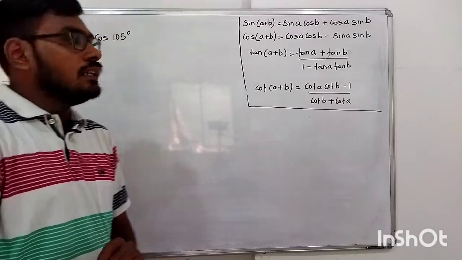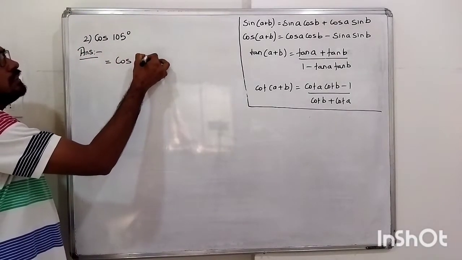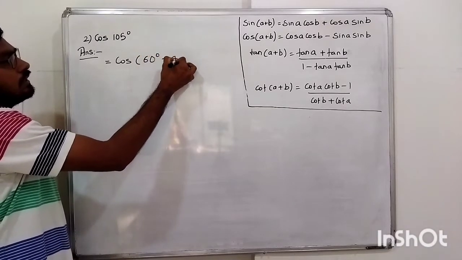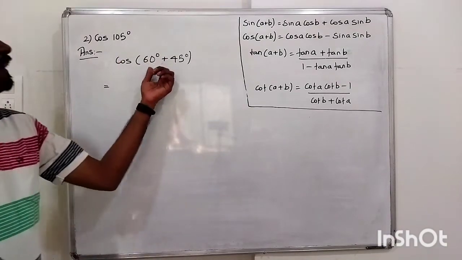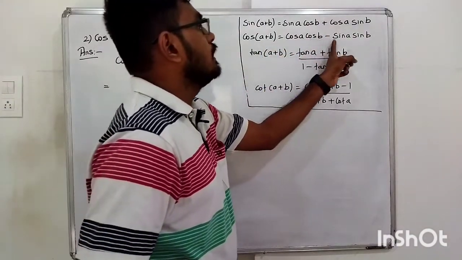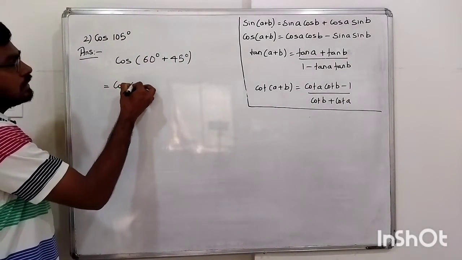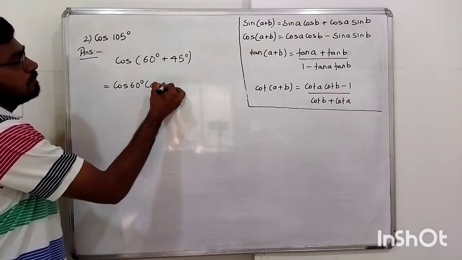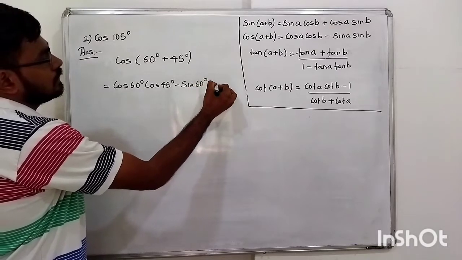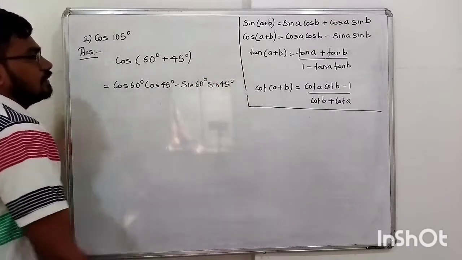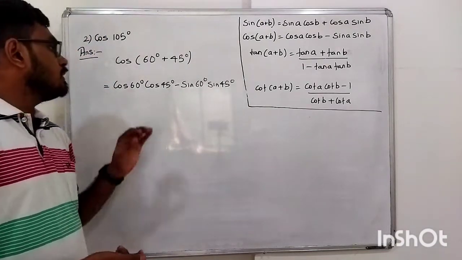So cos 105, we can write it as cos of 60 plus 45, correct? 60 plus 45. So cos of A plus B is cos A cos B minus sin A sin B. So this will become cos 60 cos 45 minus sin 60 sin 45. Cos A cos B minus sin A sin B. Okay, then you have to just simplify.